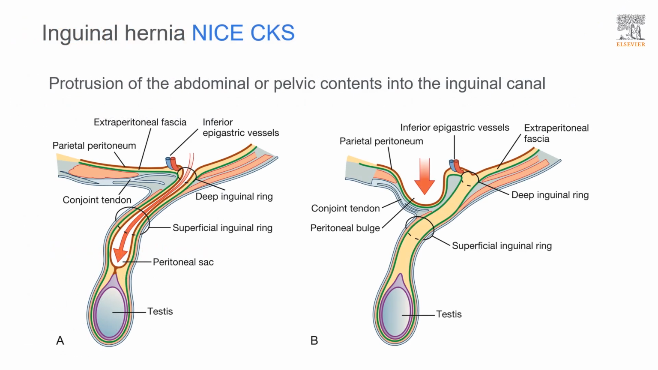An inguinal hernia describes protrusion of the abdominal or pelvic contents into the inguinal canal through the superficial inguinal ring. An indirect inguinal hernia describes protrusion of the abdominal or pelvic contents into the canal through the deep inguinal ring, whereas a direct inguinal hernia describes direct protrusion of the abdominal or pelvic contents through the posterior wall of the inguinal canal through Hesselbach's triangle. Hesselbach's triangle is described as being bordered medially by the lateral border of the rectus abdominis, superiorly by the inferior epigastric vessels, and inferiorly by the inguinal ligament.